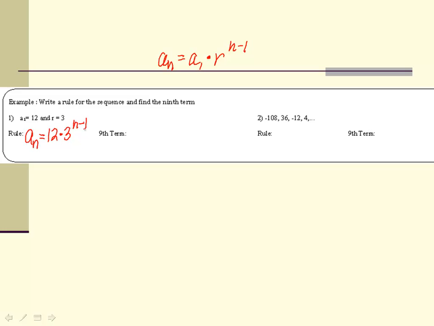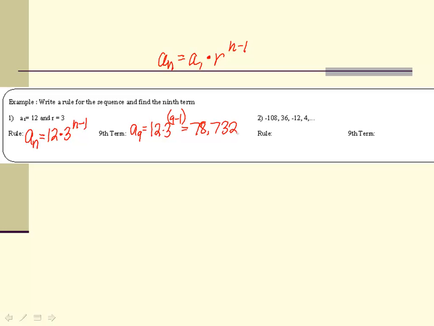If I want the 9th term, then all I have to do is plug in a 9. So a sub 9 is 12 times 3 to the 9 minus 1. Don't forget parentheses around your exponent. What you end up getting when you plug it in your calculator is 78,732. You are going to get very big numbers. Please be okay with that.